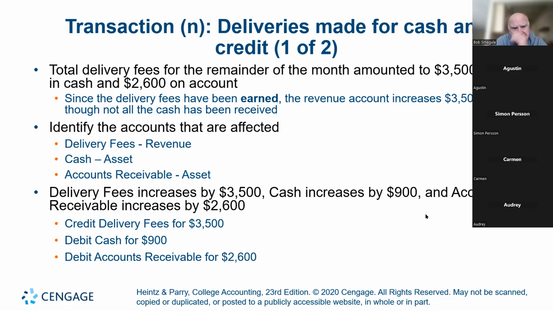So let's think about this. Well, the revenue is the 3,500. We record all the revenue. It doesn't matter if we've been paid or not. So we're going to increase the revenue. Cash is going up by 900. That's good. And the balance of 2,600 was on account. On accounts receivable, because we're receiving the money, okay?